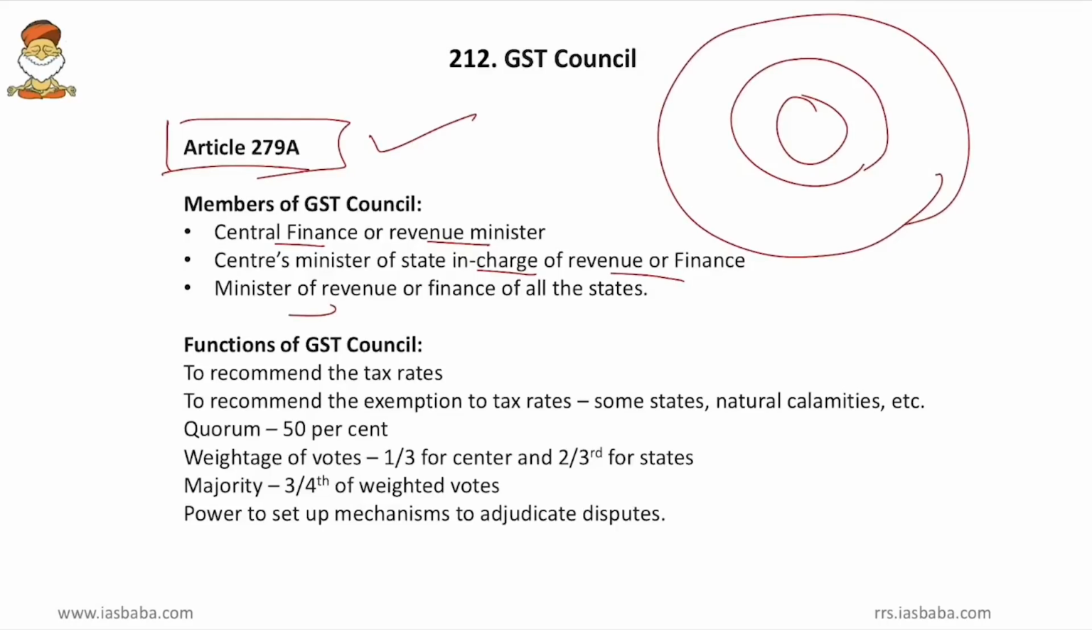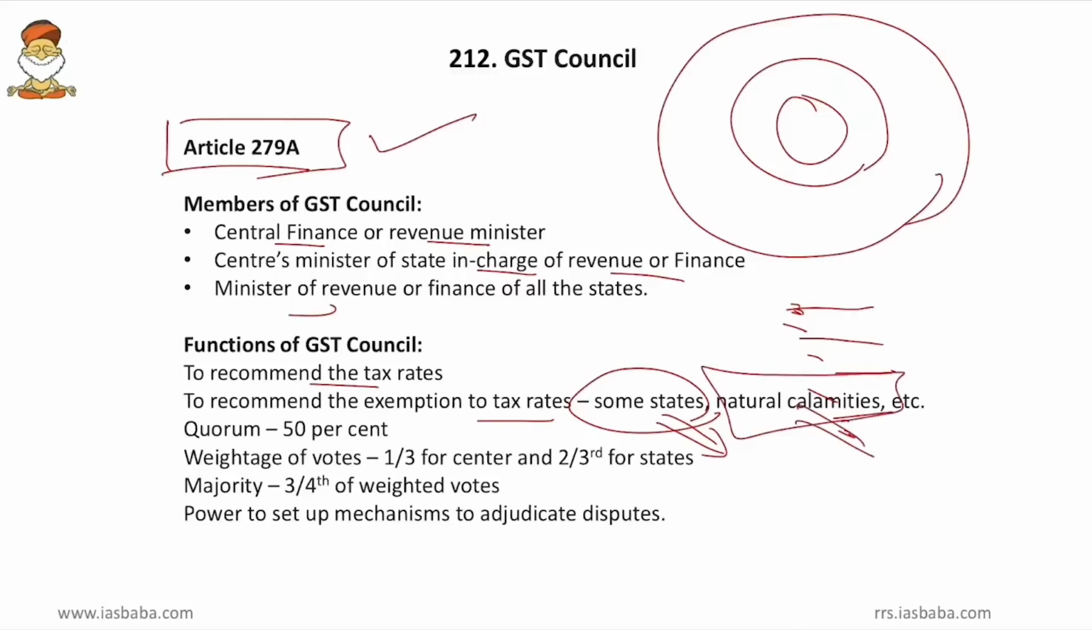Then, what are the functions of the GST Council, friends? It is to recommend the tax rates. So, what are the different tax slabs and what are the rates? The minimum and maximum all have to be recommended. Then, to recommend the exemptions to the tax rates. So, in cases of some states where an exemption has to be taken up, maybe producing states, consuming states, etc. And also during times of natural calamities, whatever exemption has to be taken up shall be recommended by the GST Council.